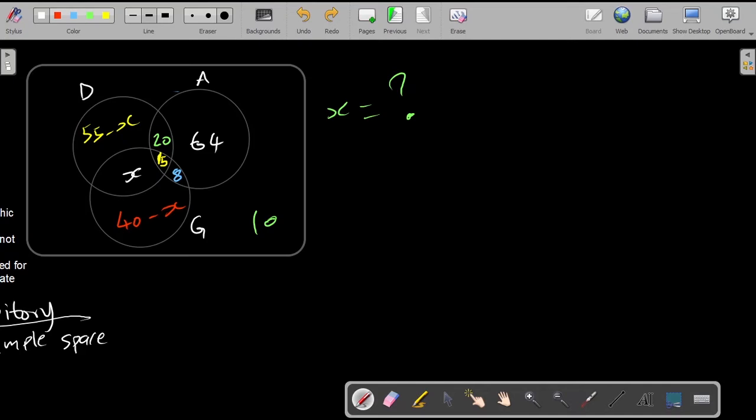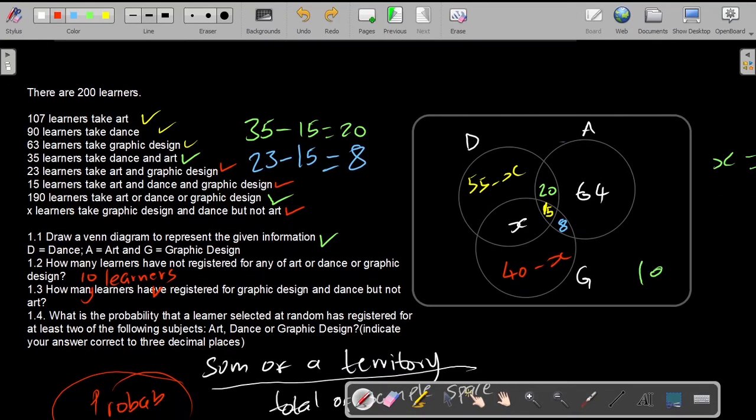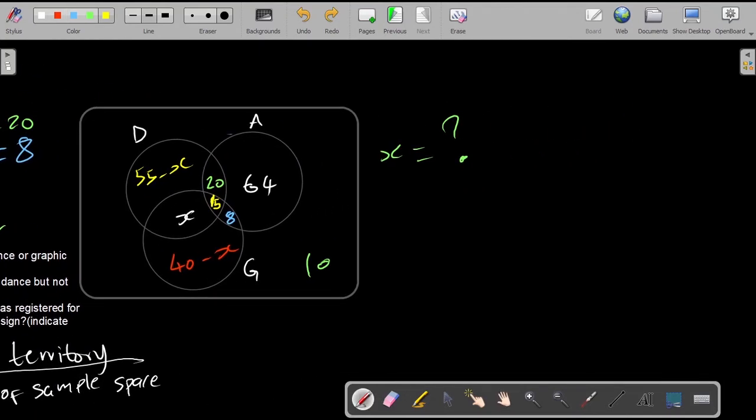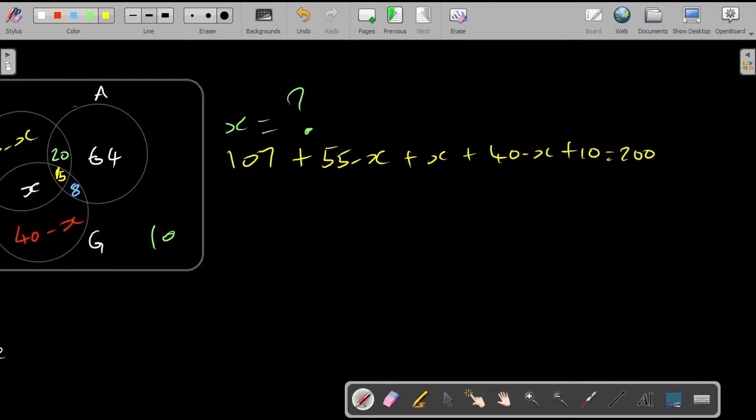So adding everything up, we already know that the A circle should add up to 107 from the question itself, because we're told that 107 learners take art, and we have all the numbers that are involved in that 107. So just writing 107 should be enough to show this part. Then we just add everything else that we have. Then going to add x, then going to add 40 subtract x, and let's see if we have everything. We don't. We left this out, and that should add up to 200, which is the sum.